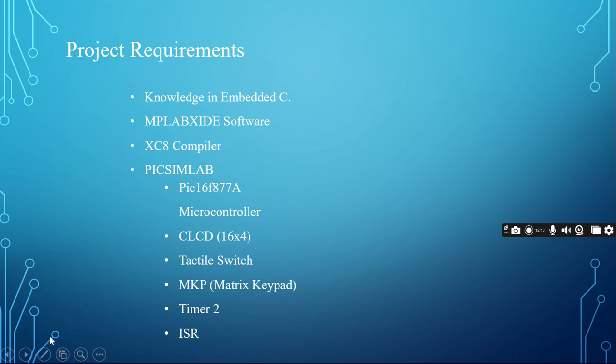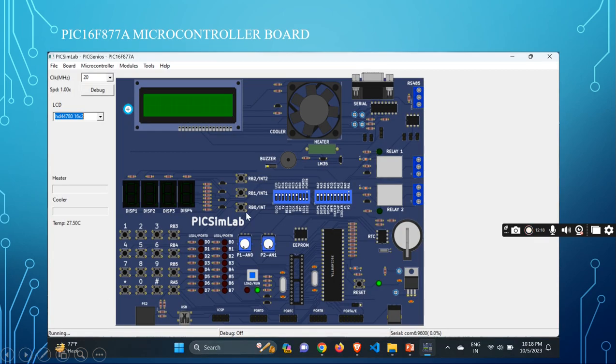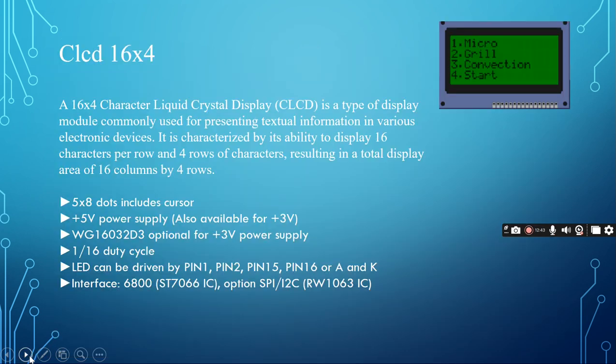Let us discuss them one by one. You can see in this slide the image of the PIC16F877 microcontroller board. Here we can see the fan, buzzer, LEDs, 7 segment display, 16x2 liquid crystal display, and this is the microcontroller. These are the relays, reset button, push button. These are the LEDs, matrix keypad, serial port. Yes, right. So next slide is CLCD 16x4 display.